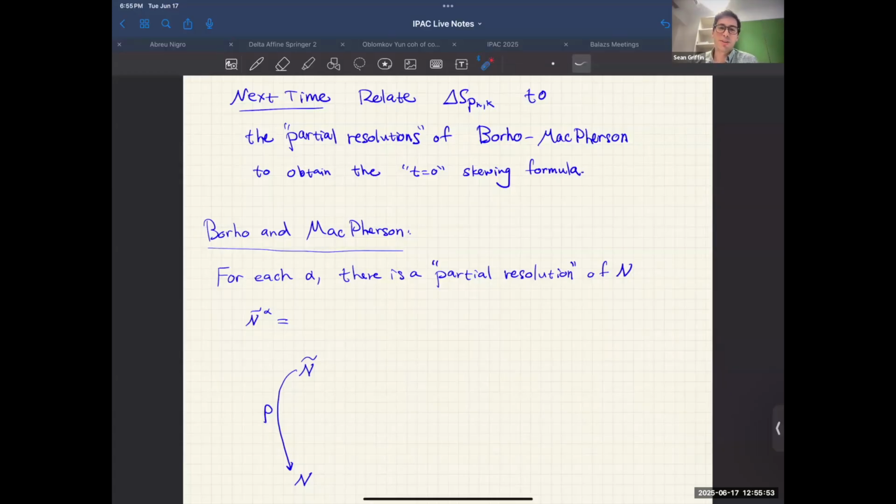In fact, when Maria and I were originally working on this, we were working on the combinatorial side for a long time and getting partial results using combinatorial methods until we realized the geometric connection at t equals 0, and then used these Borho-MacPherson constructions to prove the whole t equals 0 skewing formula. And then later on, we found the connections to the beautiful work of Blasiak, Haiman, Morse, Pun, and Seelinger.